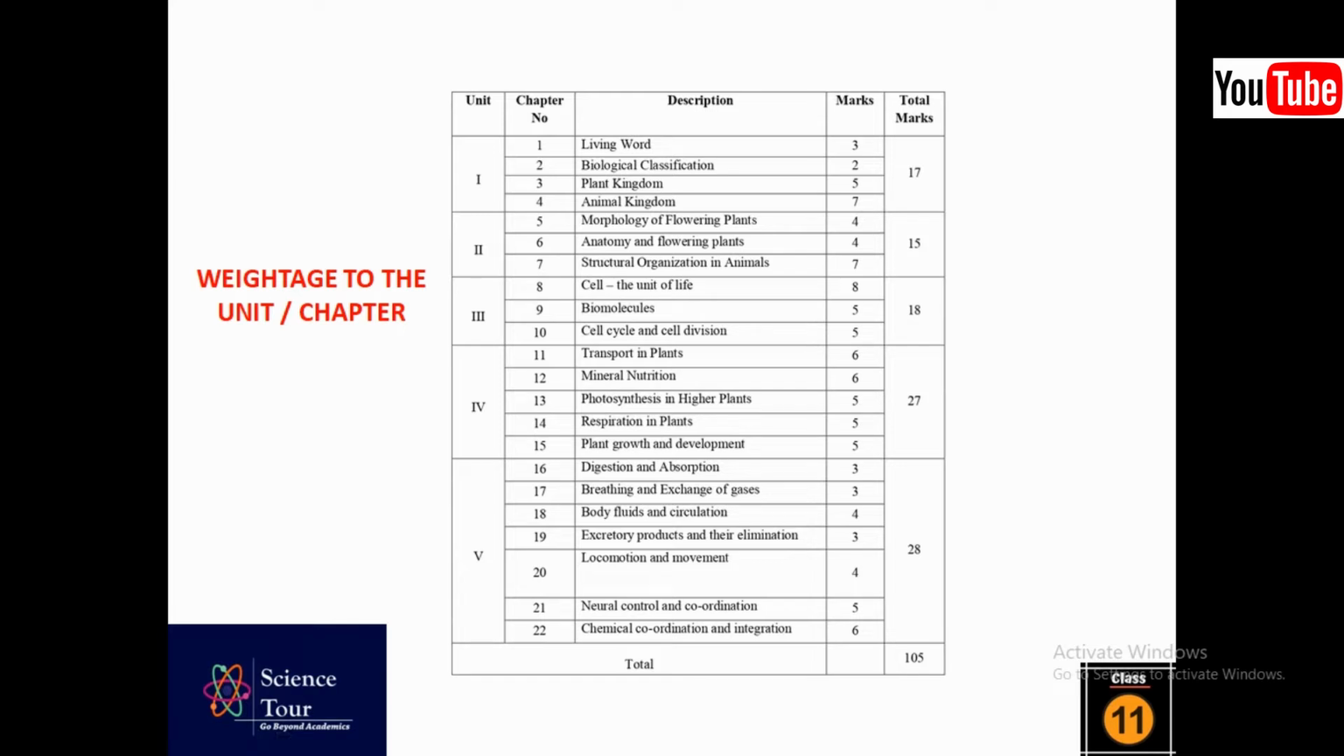Then comes chapter number 6, anatomy of flowering plants. In anatomy of flowering plants there are also 4 marks total allotted. Then one 3 marks question and one 1 mark question.